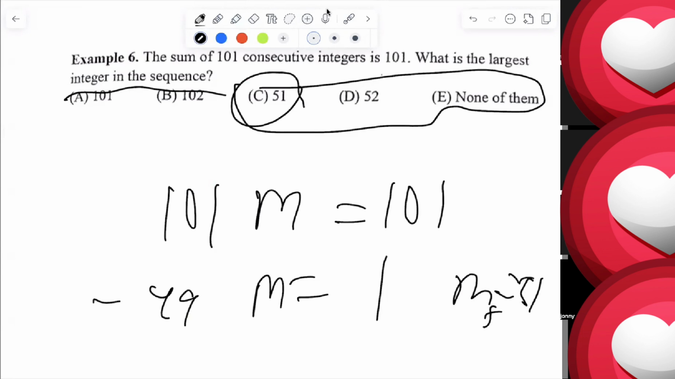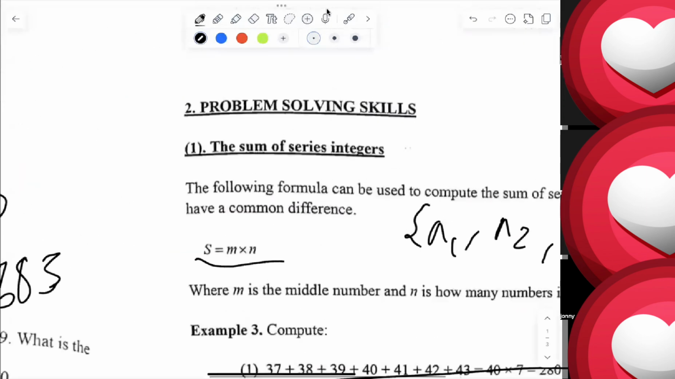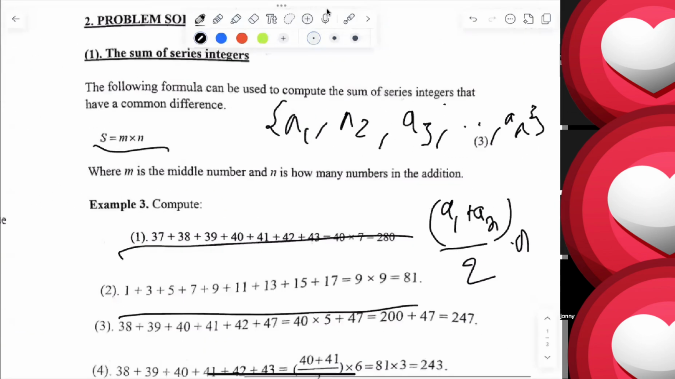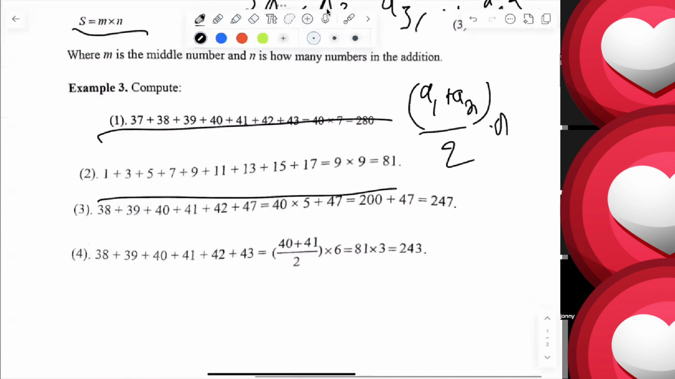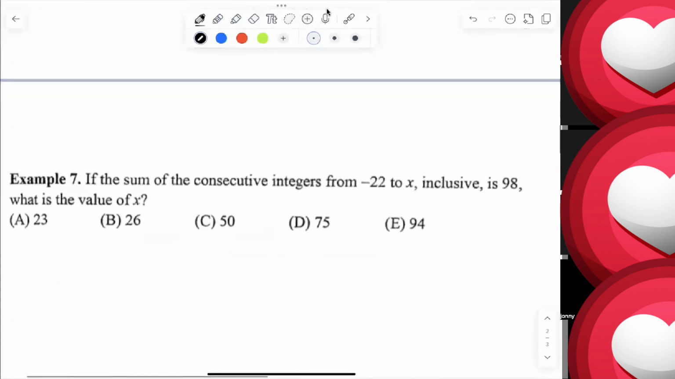So to summarize, all we did is use S equals m times n, where n is how many numbers, and m is the middle number for a series. Alright, let's have a try at example 7, and tell me your answers in chat.